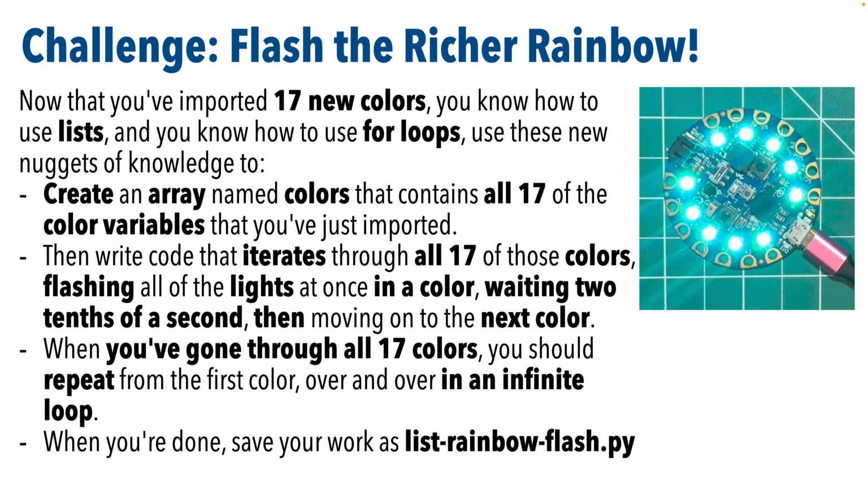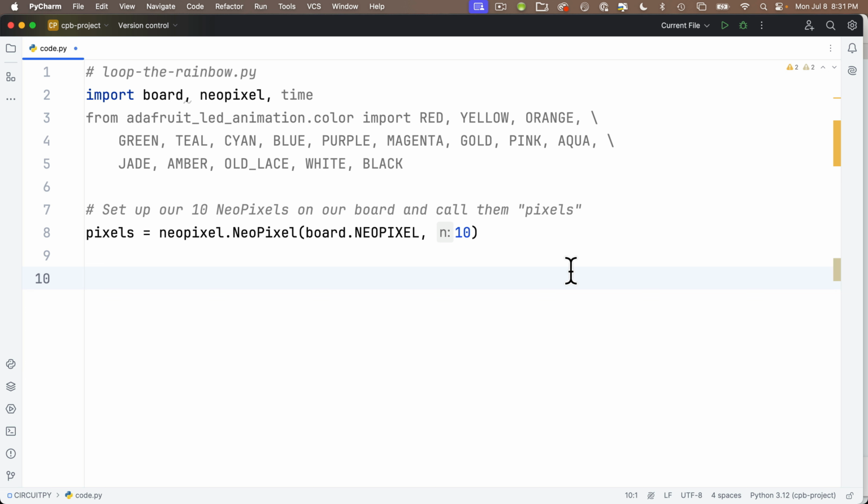Now I want to use all 17 color names in a list. So the first thing I'm going to do is to highlight all 17 color names and copy them. Then down below pixels, we can call our list colors. So I'll write colors equals, open square brackets, PyCharm writes the closed square brackets. I'm going to paste in the colors you just copied and look at all of those values.